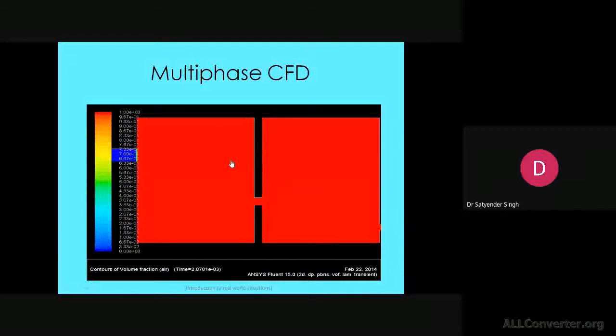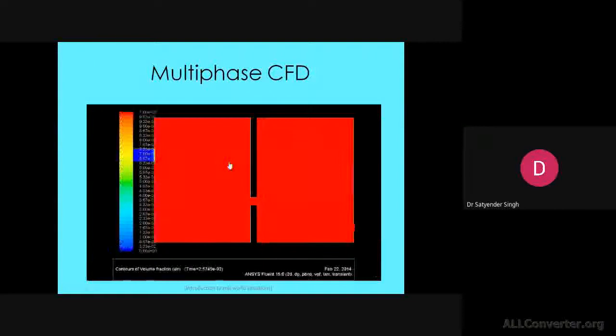In the field of multi-phase flow we also have various problems like the filling of a dam. This problem can also be well tackled by CFD tools at present.